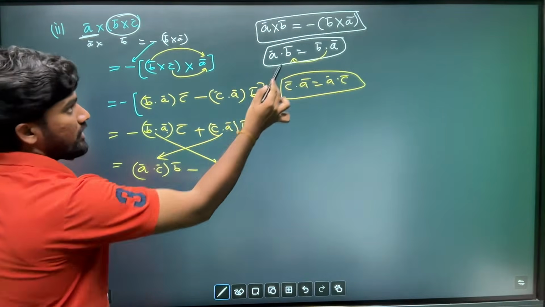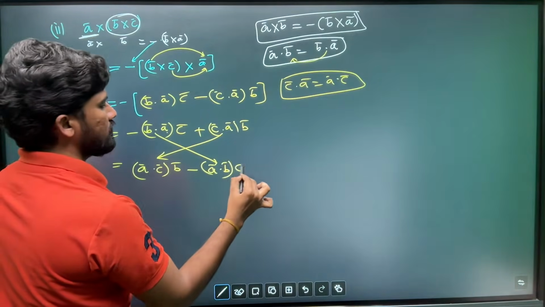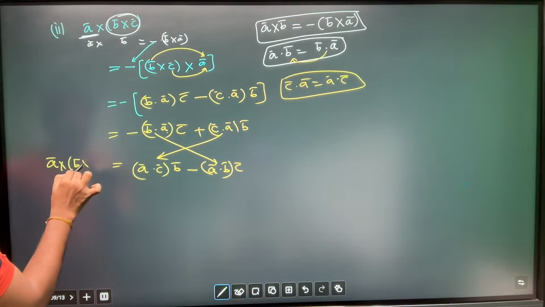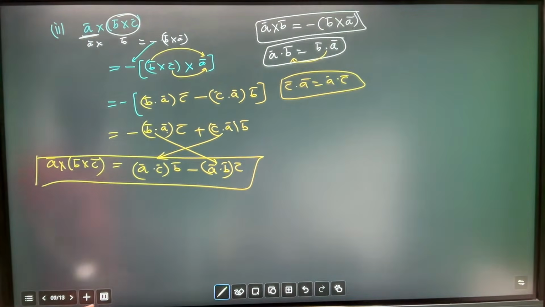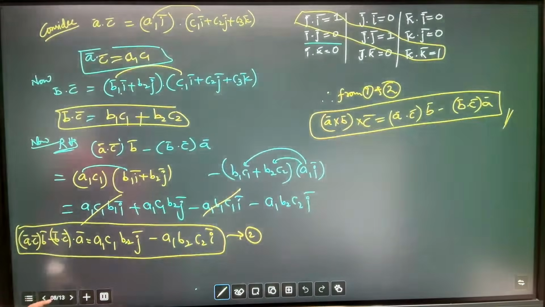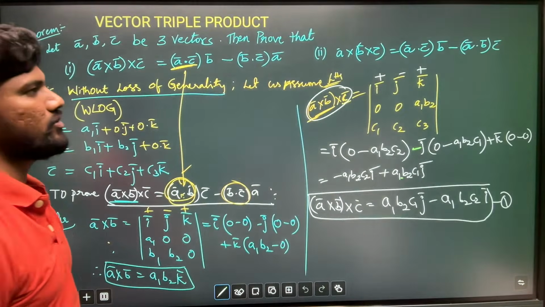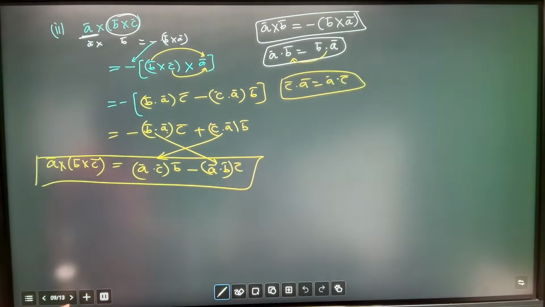What is B bar dot A bar? B bar dot A bar means A bar dot B bar into C bar. This is the RHS. So A bar cross B bar cross C bar. This is the condition. So it came correct: A bar dot C bar into B bar minus A bar dot B bar into C bar. Yes, correct. Okay. So like this.